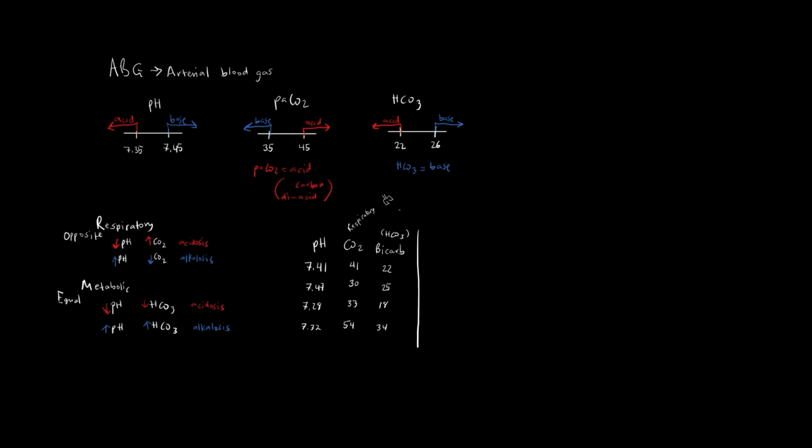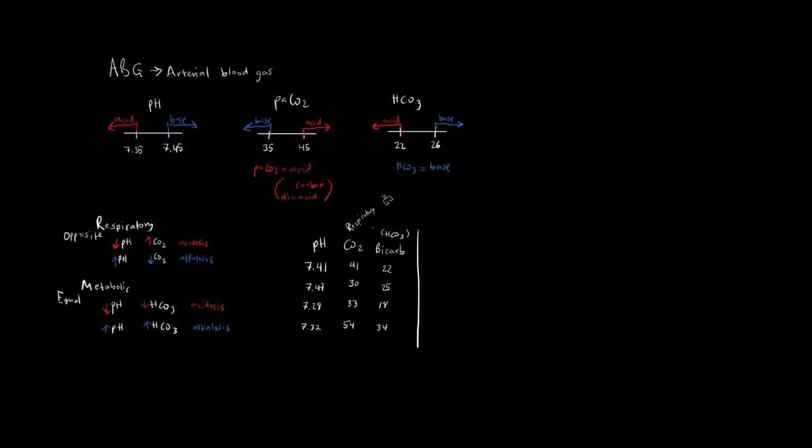If you are hypoventilating, that means you're retaining a lot of CO2, and that's going to put you in a state of respiratory acidosis. But if you are hyperventilating, that means you're blowing off a lot of CO2, and that's going to put you in a state of respiratory alkalosis. But we'll get more in depth regarding that in a different video.